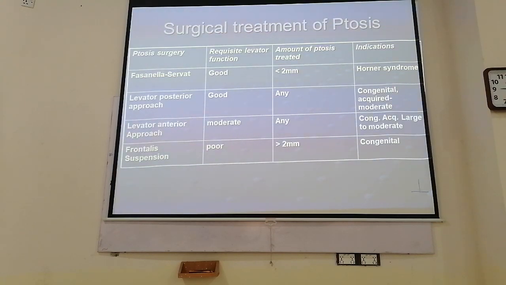Then frontalis suspension, when the levator function is very poor. Then we are left with no other option but to ideally take the fascia lata from the thigh, because it is the least damaging, in the sense that the body does not respond against it. If it is not available, then we use a suture made of porcelain. We tie the tarsal tapes to the frontalis muscle.